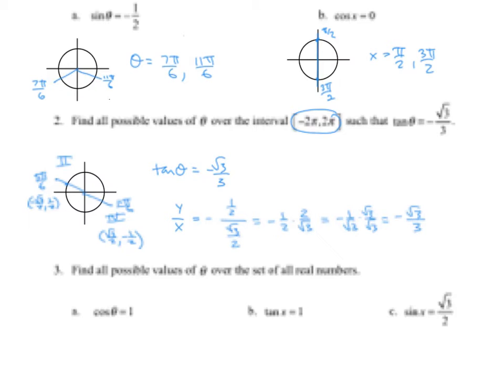But we also need to consider the angles between negative 2 pi and 0. I could also consider 11 pi over 6 to be negative pi over 6, and 5 pi over 6 is the same or coterminal with negative 7 pi over 6. So I actually have 4 answers for this problem. My final answers are theta equals negative 7 pi over 6, negative pi over 6, 5 pi over 6, and 11 pi over 6.